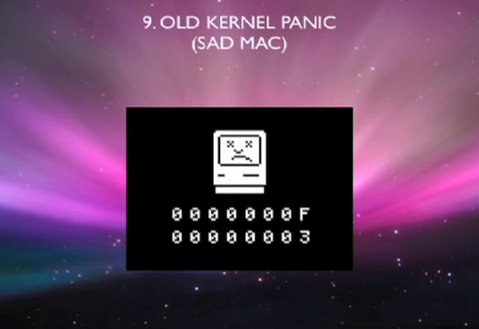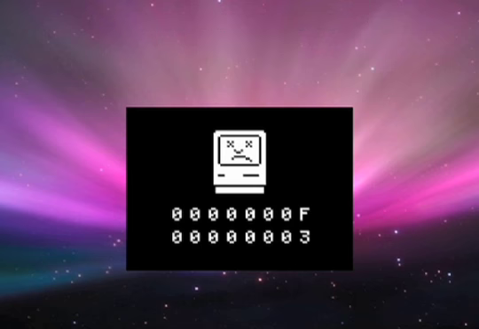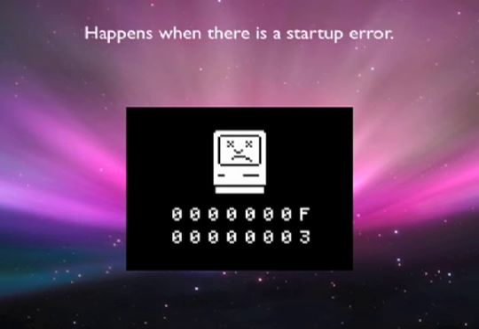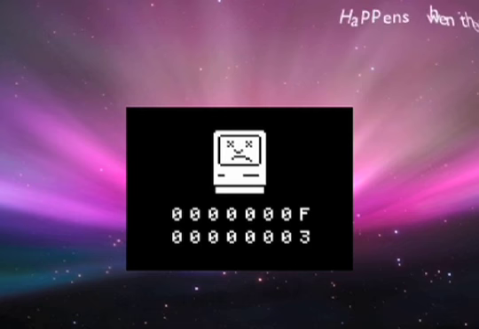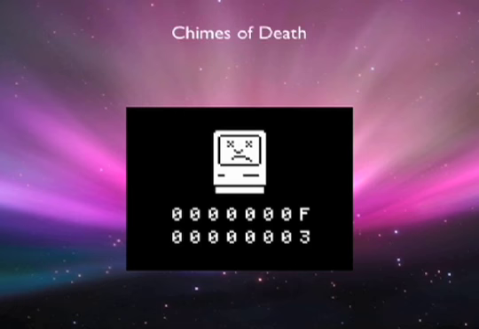Okay, now we come to the old kernel panic, also known as the sad Mac. These were on the old generation Mac systems, and they also had chimes of death, and they mostly happen when there's a startup error. So here is an example of two of the chimes of death. And then later they came up with digital sounds, and those are just two of them.